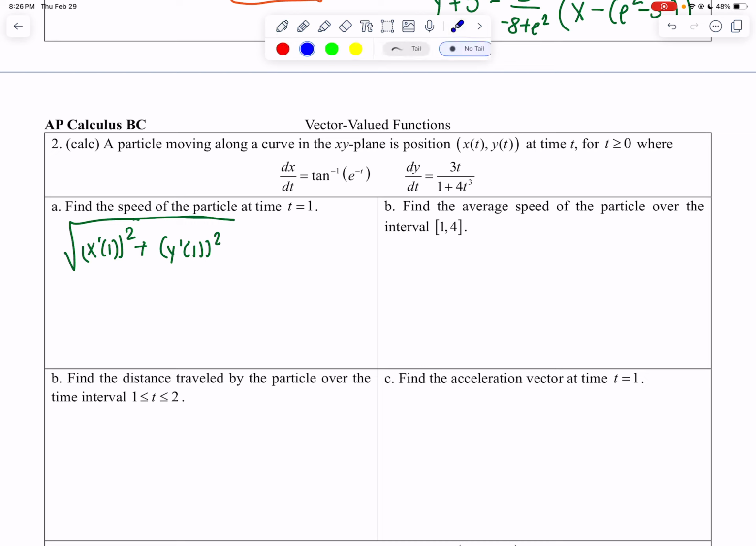Part B says find the distance traveled by the particle over the time interval 1 to 2. So if I'm talking about distance traveled, that's just me doing this right here and then calling it a day. In this case, I'm only doing 1 to 2. I'm not doing anything with the 1/3, so I could take that out, and then I'm going to replace the 4 with a 2. Hit enter. That's going to give us 0.4066.